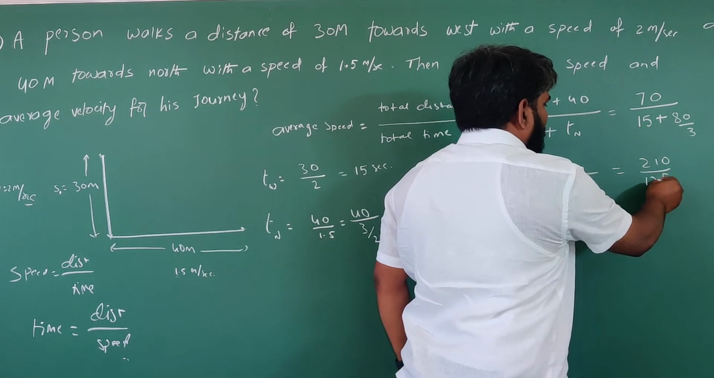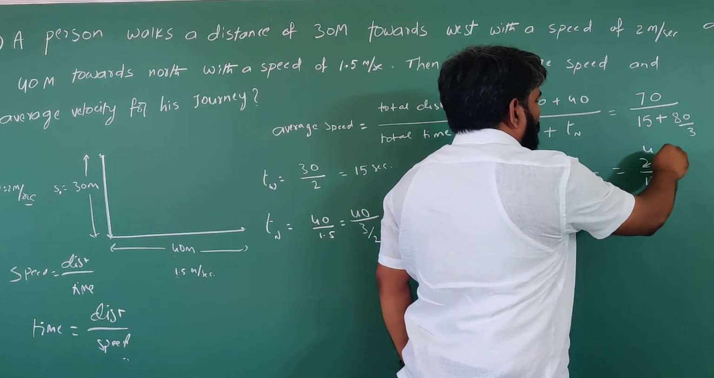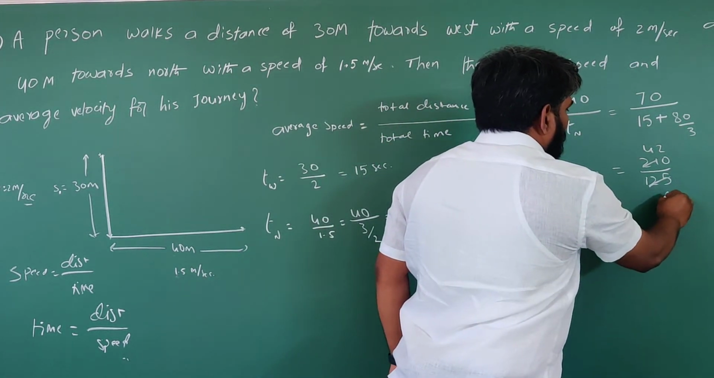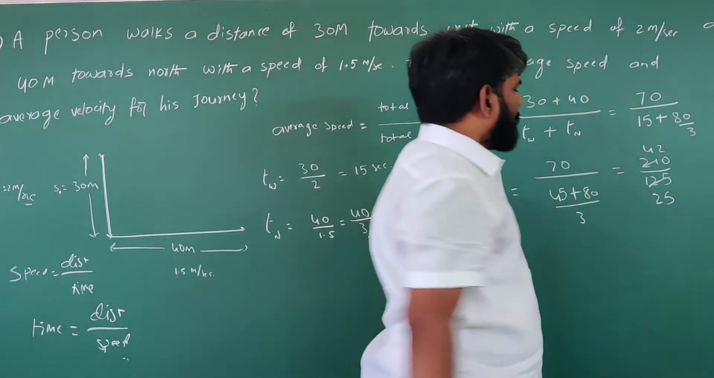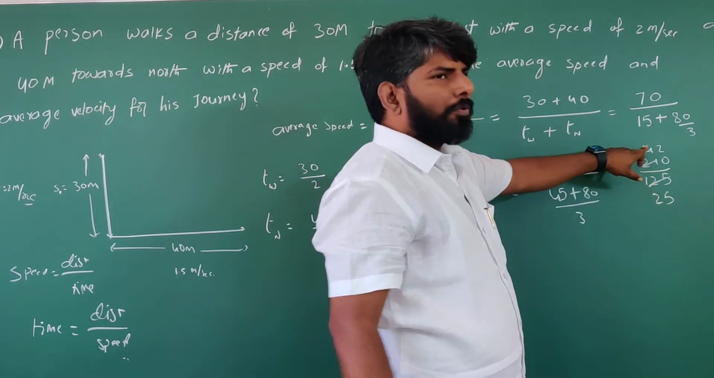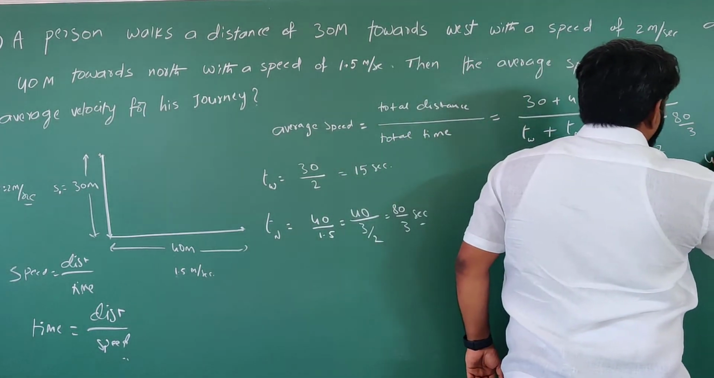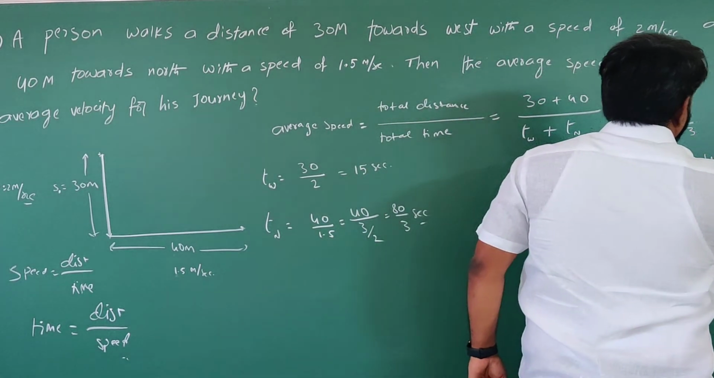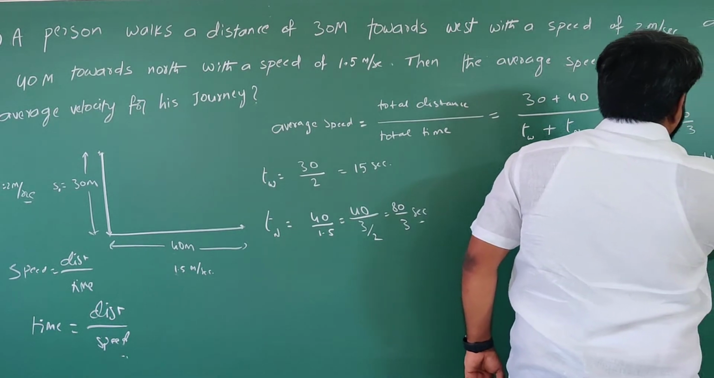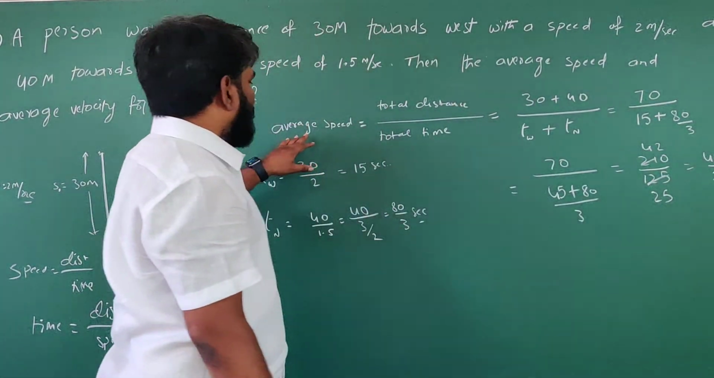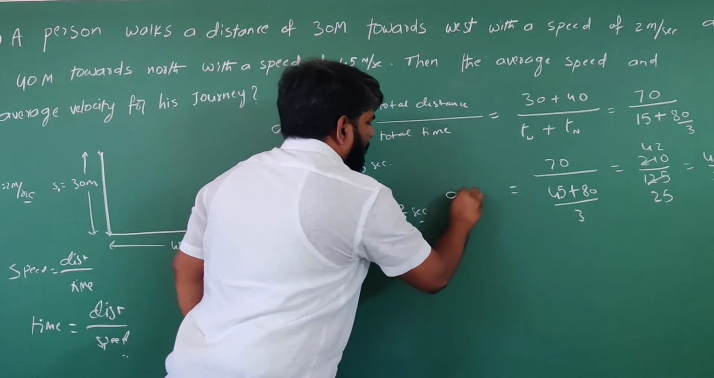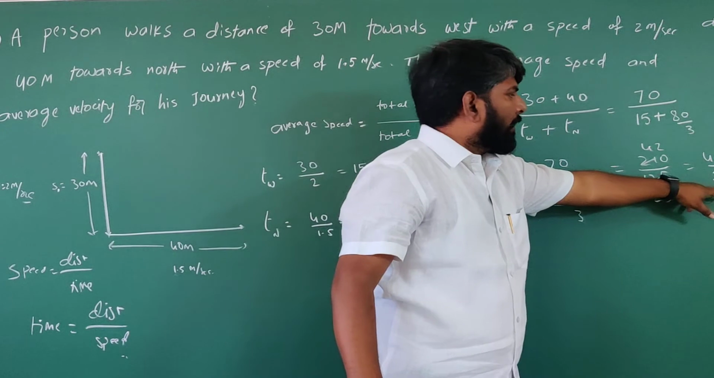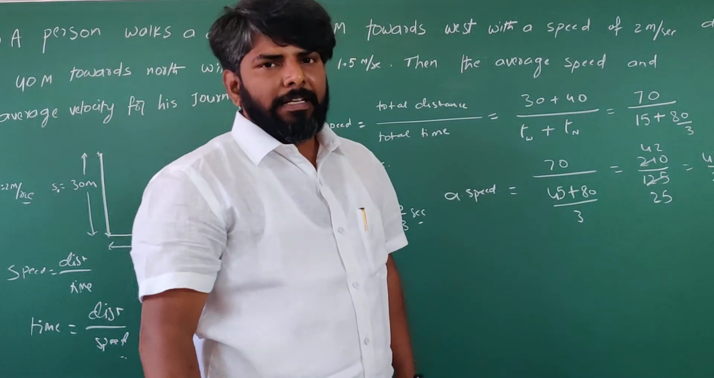Observe, 5 how many times? 5 into 42 is 210, and 5 into 25 is 125. So the answer is 42 by 25. What are the units? Meters per second. So the average speed in this journey is 42 by 25 meters per second.